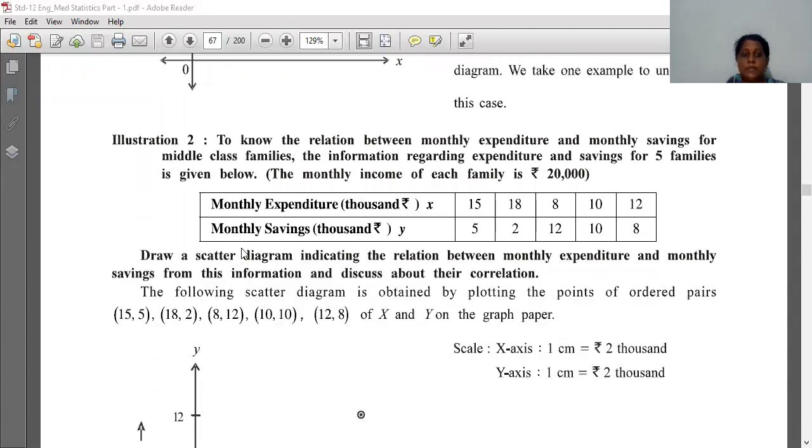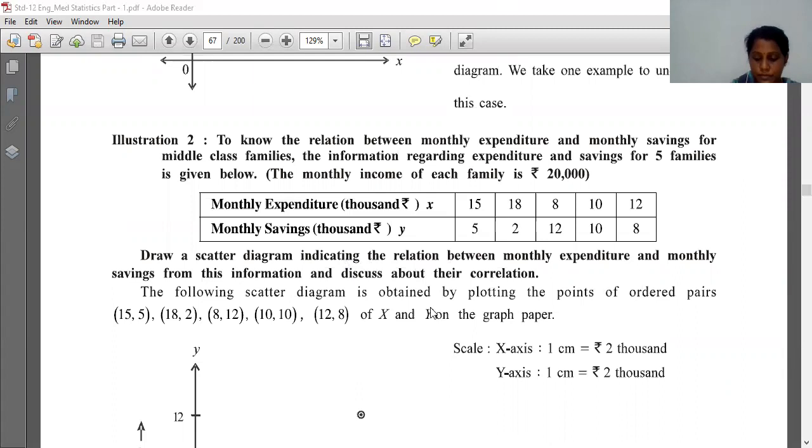One illustration is given. To know the relation between the monthly expenditure and the monthly saving for middle class families, the information regarding expenditure and saving for 5 families is given below. The monthly income of each family is 20,000 rupees. The first column is monthly expenditure, in thousand rupees, and the second is monthly saving, also in thousand rupees. Right? Then draw a scatter diagram indicating the relation between the monthly expenditure and monthly saving from this information, and discuss the correlation.